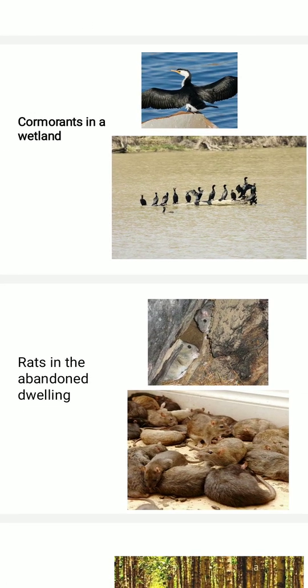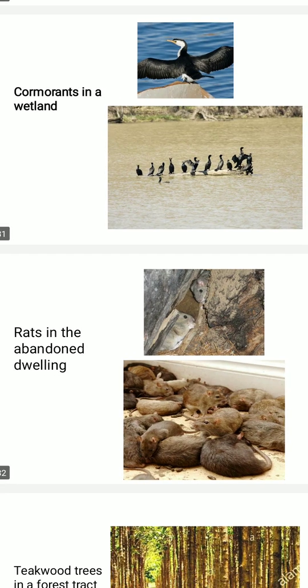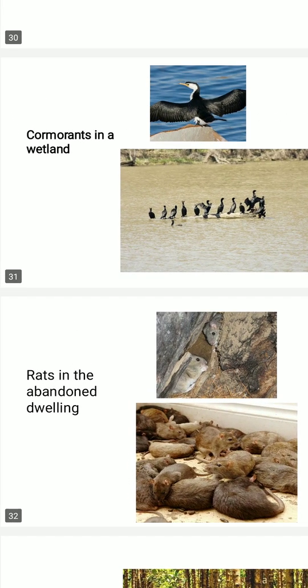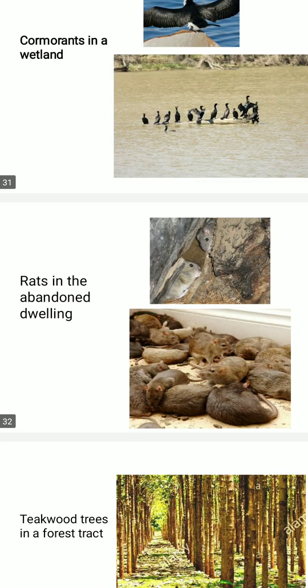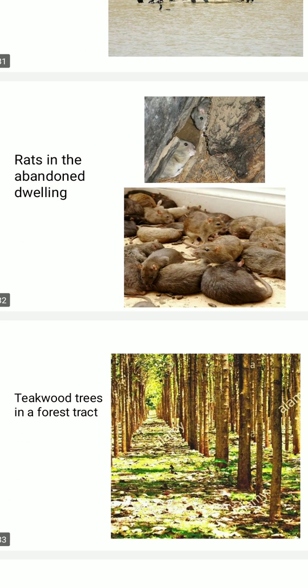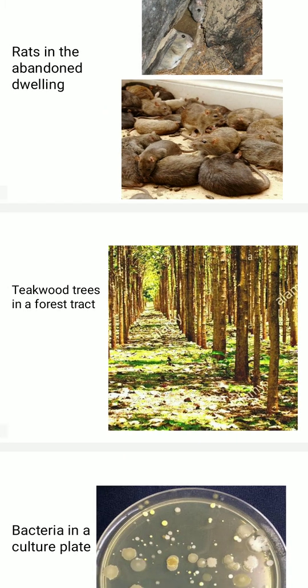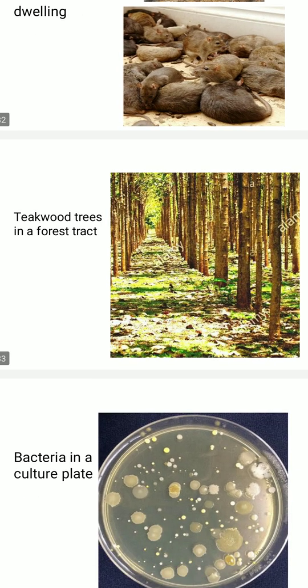Then rats in the abandoned dwelling. You can see here rats in the abandoned dwelling. This is also an example for a population in an area. Followed by this is teakwood trees in a forest tract. Very beautiful one. You would have seen it in most of the movies also. I hope so.